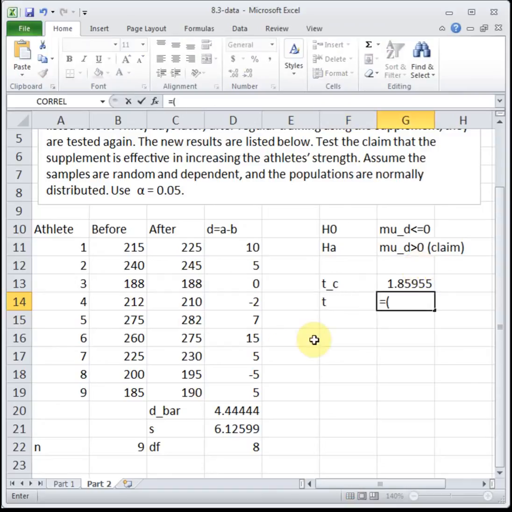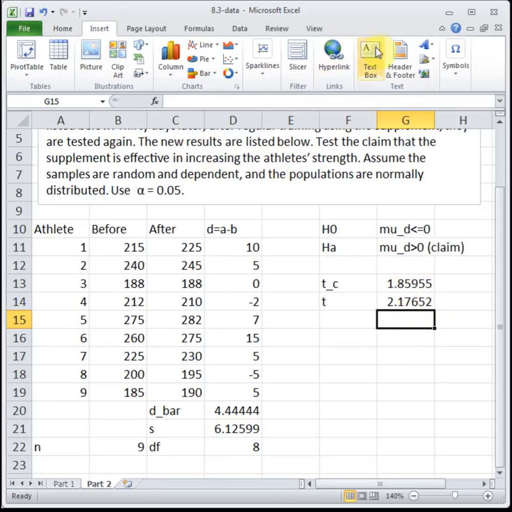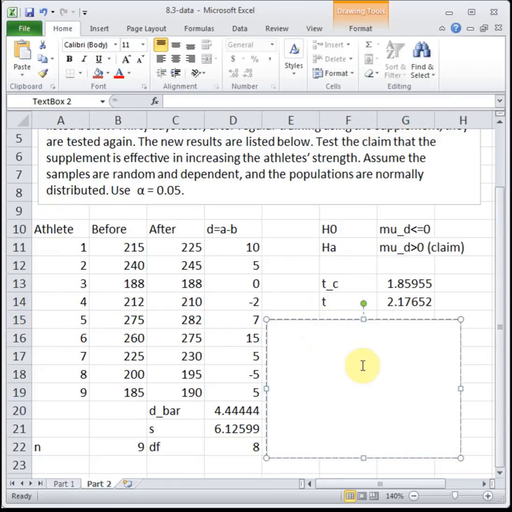So we have t equals D bar minus our assumed value for mu sub D, which is 0, divided by parenthesis S divided by the square root of our sample size, which is 9. We get 2.17. So that number is bigger than our cutoff. It is going to be above it, which means we are in the rejection region. So our decision is to reject H naught.